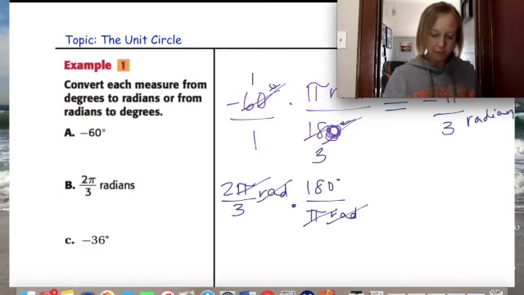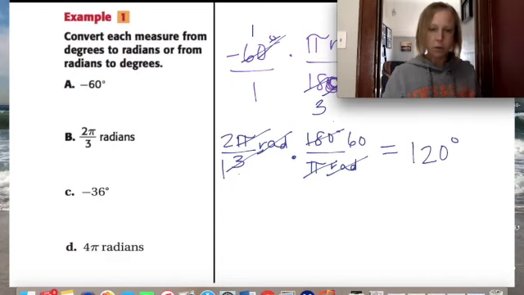Pi cancels. I can also look diagonally the other way. 3 and 180. There's a common factor there of 3. 3 divided by 3 is 1. 180 divided by 3 is 60. So now I have just the 2 and the 60 left. That's 120 degrees. Why don't you try these next two on your own?